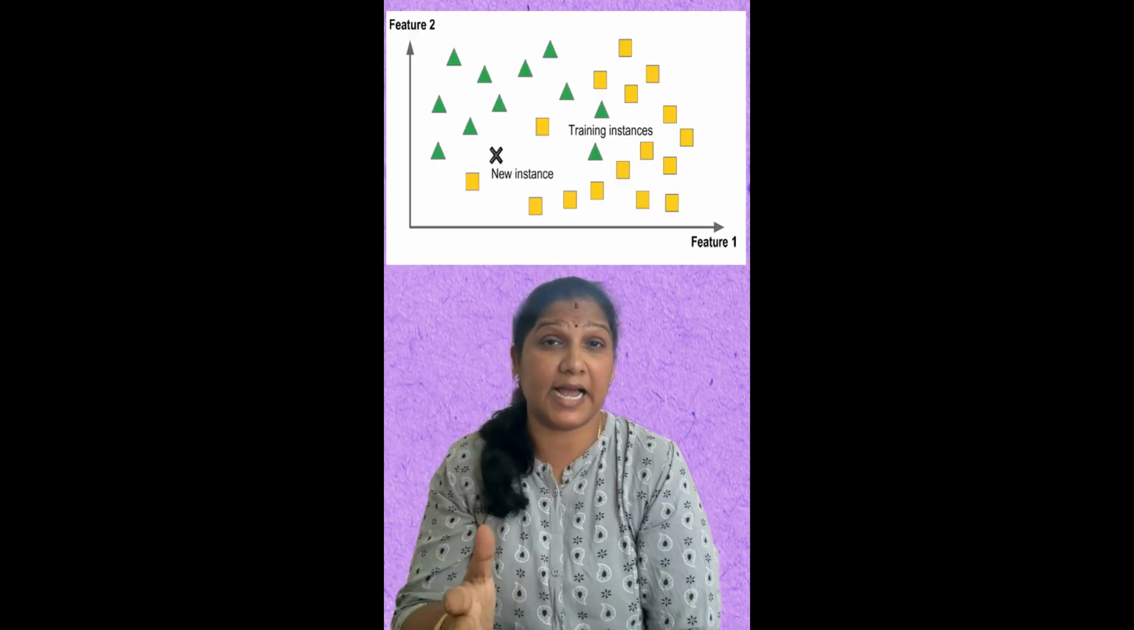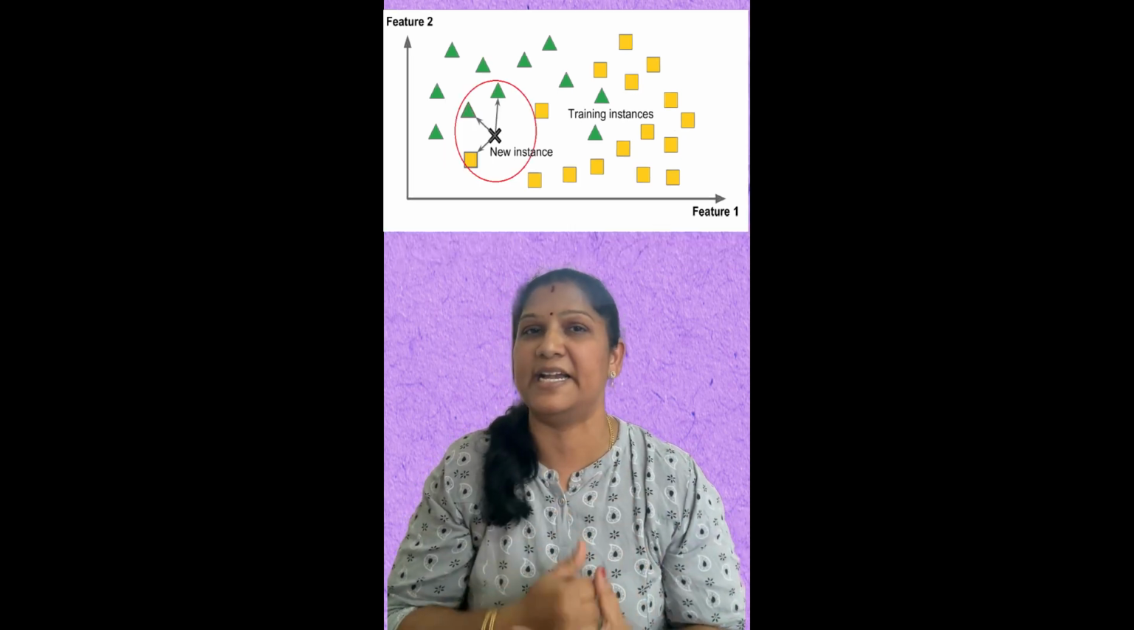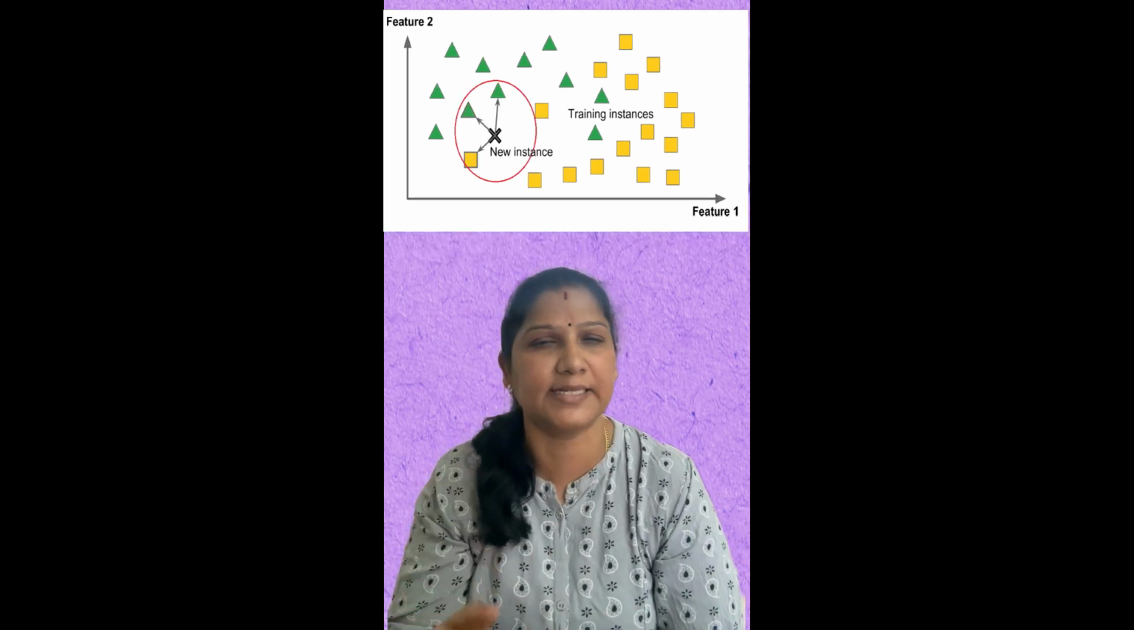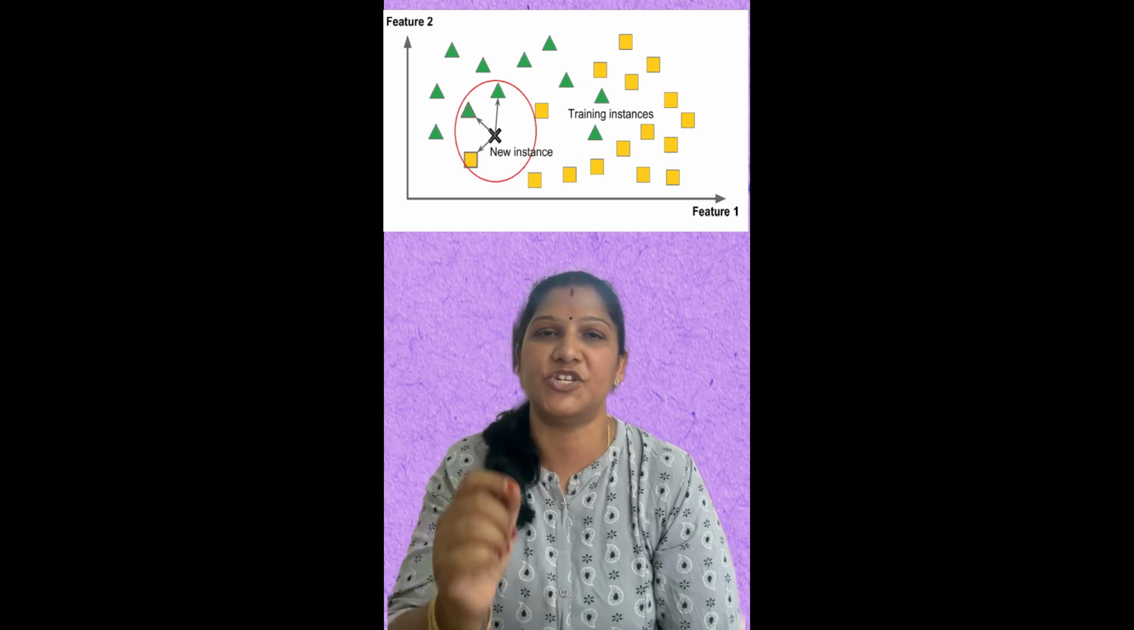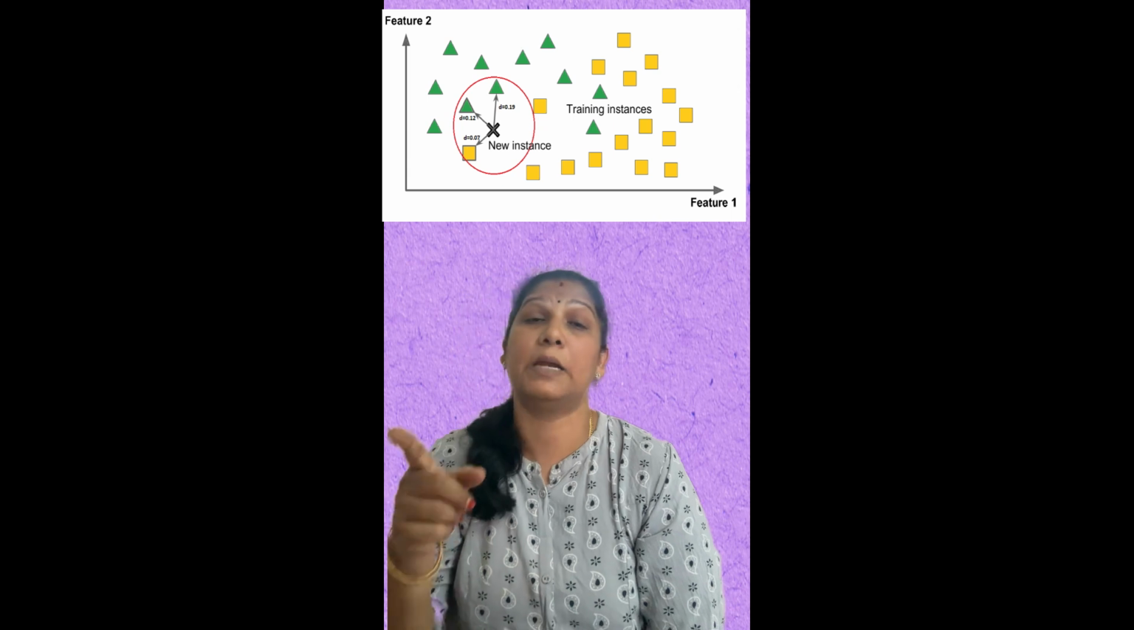KNN is like asking a room full of people for advice before making a decision. The more people you ask, the more reliable your decision will likely be. But if you ask too many people, it might become hard to weigh each opinion correctly. It's all about striking the right balance in finding neighbors who can guide you the most accurately.